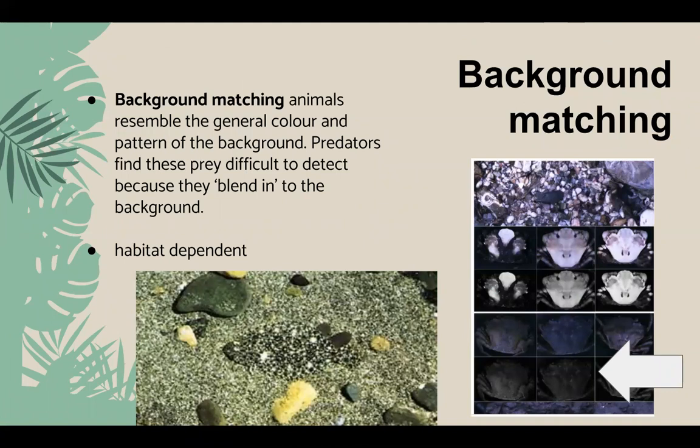Another type of camouflage is called background matching, which is to resemble the color and pattern of the environment. This technique is usually habitat dependent, in which the crabs from mudflats are hard to distinguish from their habitat, and some flatfish use this technique on a sandy floor to protect themselves from being discovered.